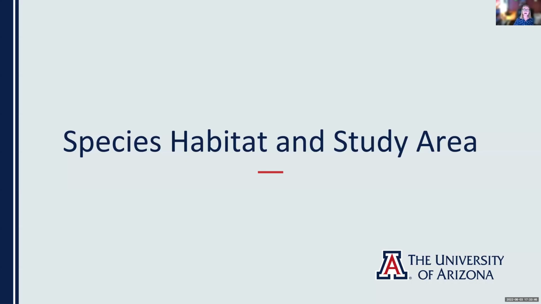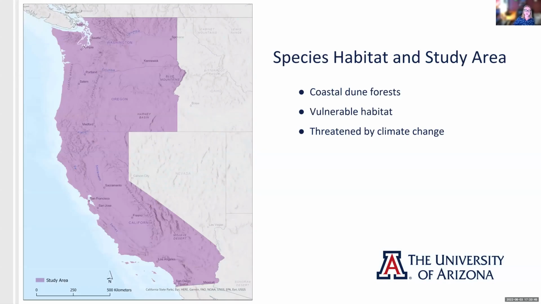So the species habitat and the study area. The species is found in hypermaritime dune forests along the Pacific coast in North America, but specifically the United States: California, Oregon, and Washington. The study area includes states where the dune hair lichen was observed. So I used the shapefiles from census.gov of California, Oregon, and Washington. Coastal dune forests are sensitive to climate change, especially precipitation timing, drought, flooding, wildfires, and coastal erosion.